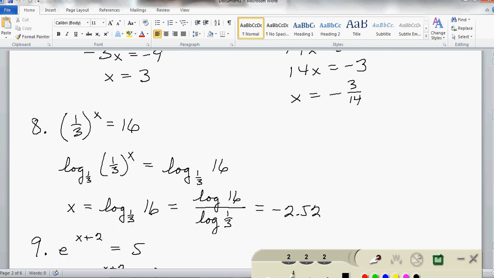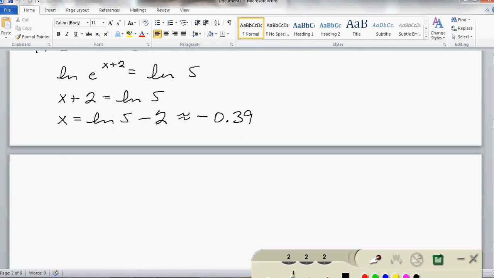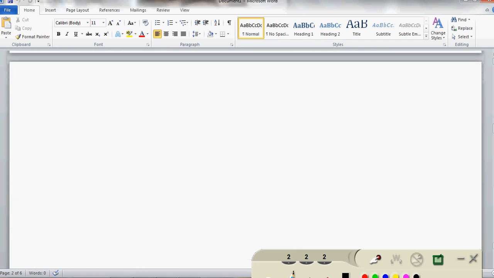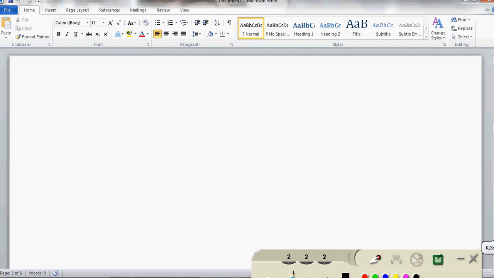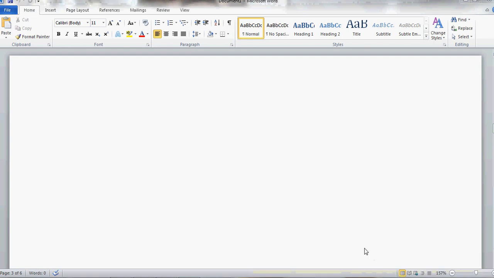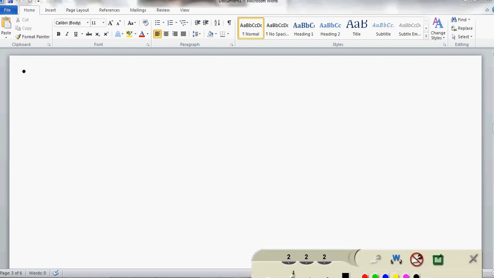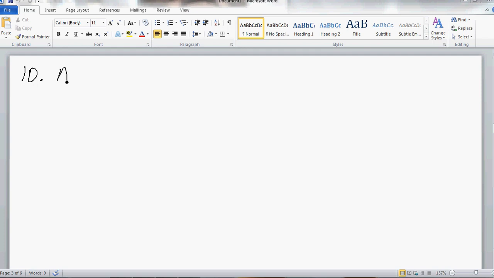One of the places where exponential functions and logarithms can be used is in compounded interest. And we have a formula which is given in problem number 10. A equals P times 1 plus r over n raised to the nt power.